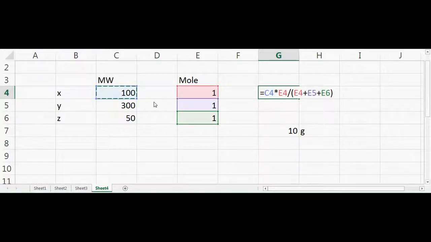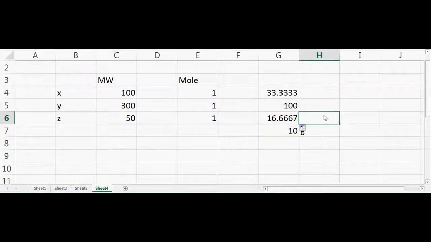So now I need to put the dollar sign here because these terms remain constant. So this is R33.333, and if I do the same thing, you can see that if we add these weights together, then we should get a molar ratio of 1:1:1, but we need a total of 10 grams.